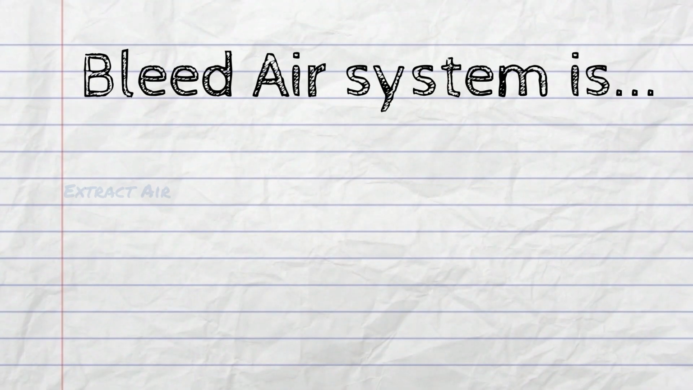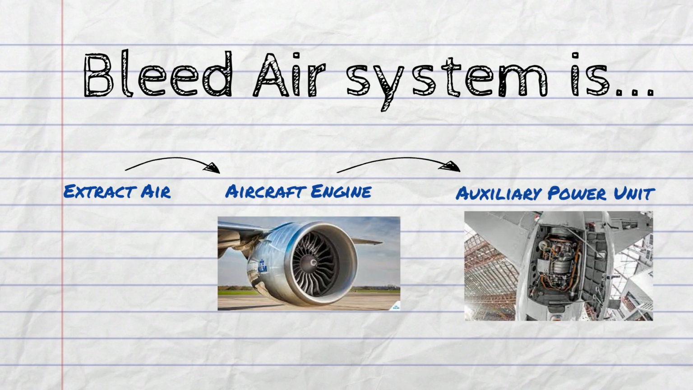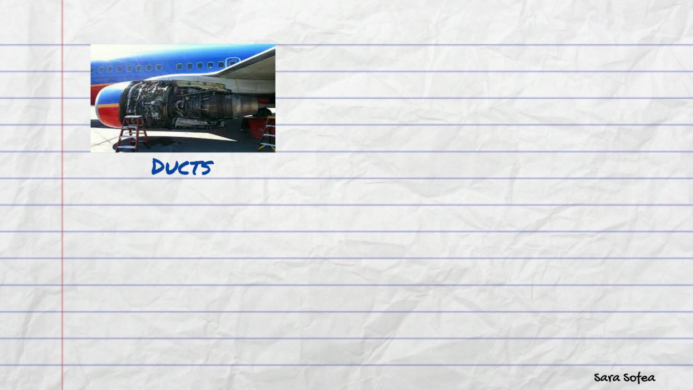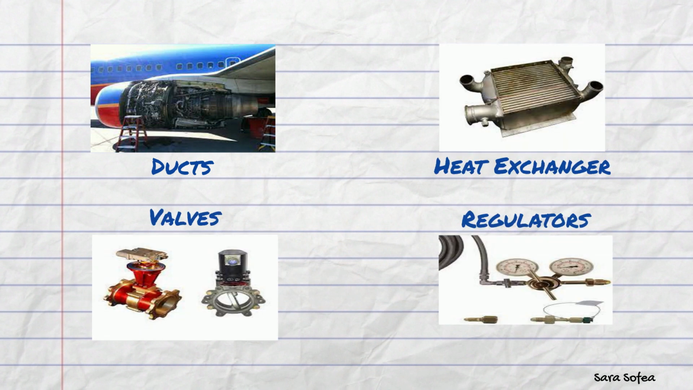Bleed air system is a system which extracts air from an aircraft's engines or takes air from the auxiliary power unit or APU and distributes it to a few other systems in an aircraft. The air is passed through different ducts, heat exchangers, valves and regulators before it is distributed to other systems. Most of the aircraft with turbofan or turboprop engines have a bleed air system.